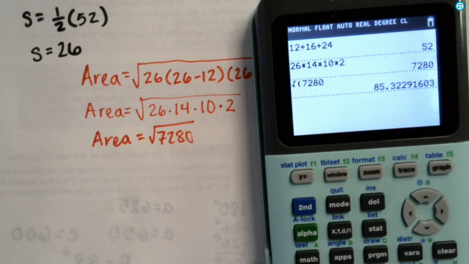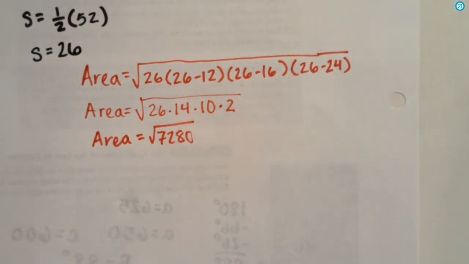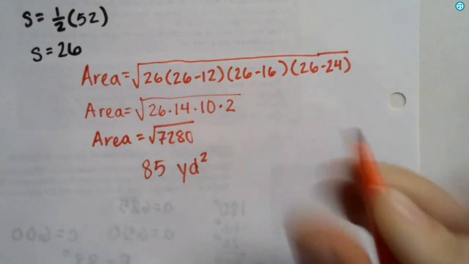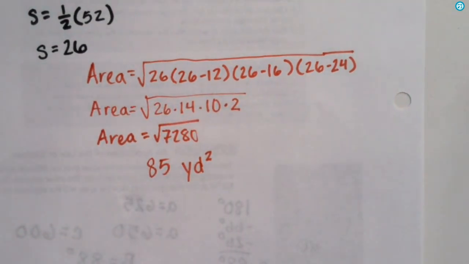So it is 85.3 yards squared. Or what's the nearest square yard? So 85. Square yards, yards squared, squared yards? We literally just had a discussion about whether it was supposed to be square yards or yards squared last hour. It's the same thing, rather.